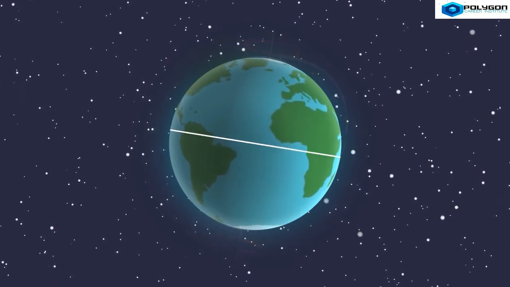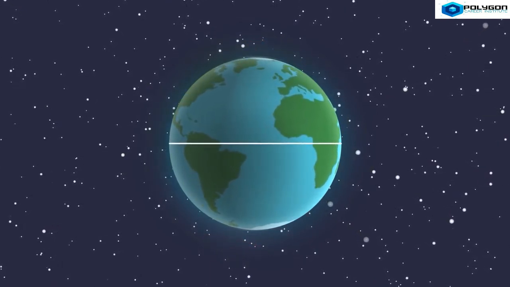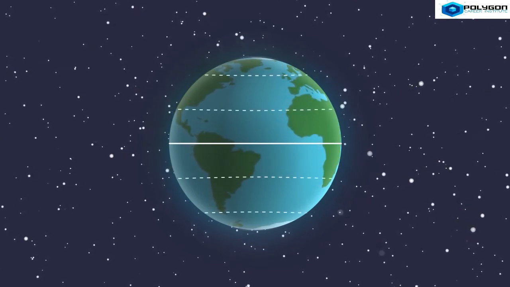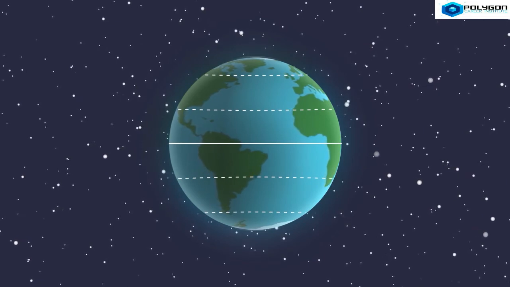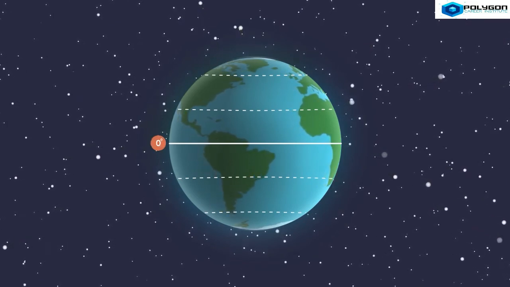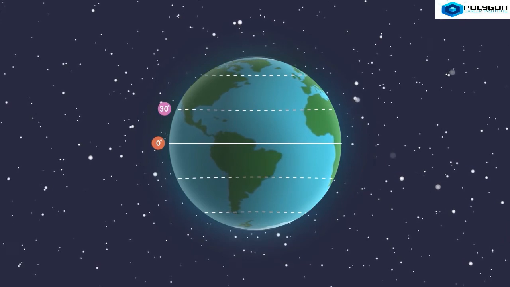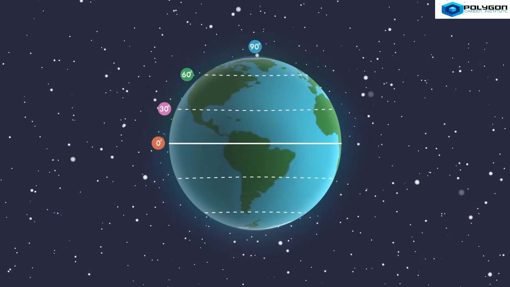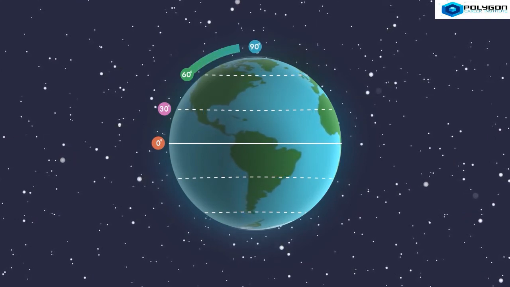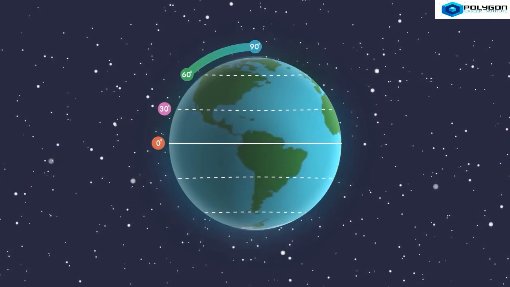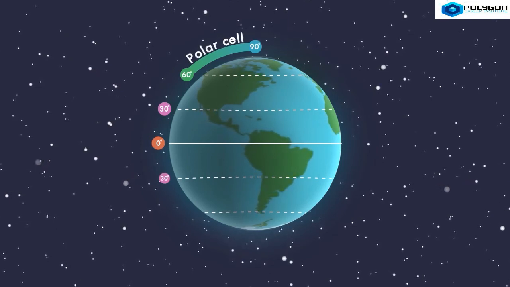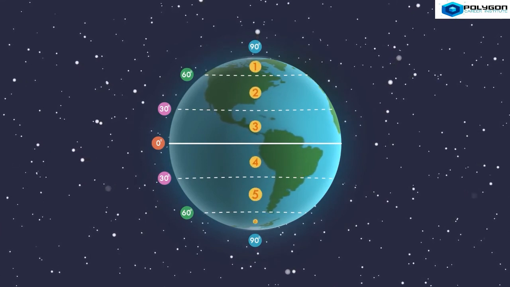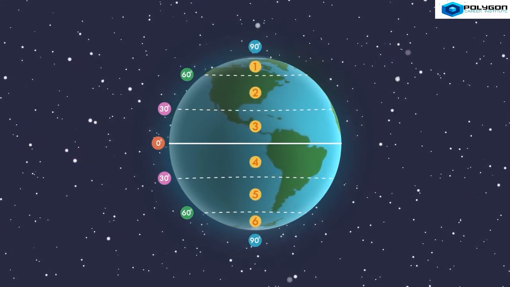To understand this, let's first understand how the globe is divided for this purpose. For our convenience, we divide the Earth into 6 major sections called the cells. As we can see, one cell is from the equator till 30 degrees north, and from there till 60 degrees north, and then 60 degrees north to 90 degrees north. This region from 60 degrees north to 90 degrees north is the polar cell, and this is replicated in the southern hemisphere. So these 6 imaginary cells have a pattern of wind currents.